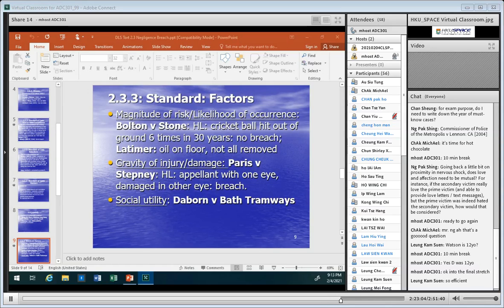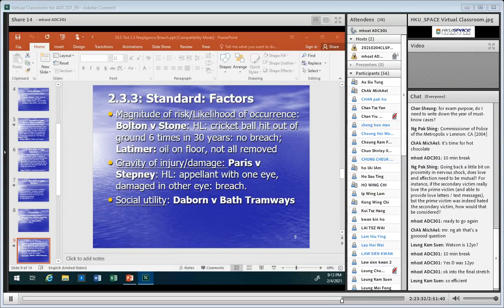Okay, so the cricket club did decide, hang on, the magnitude of the risk was worth taking these extra steps, so they put up a netting type of thing, 30 feet high. So I don't think any cricket ball's ever been hit out of the Hong Kong Cricket Club since then. All right, Bolton and Stone is different though. No breach of the duty of care in Bolton and Stone because the magnitude of the risk was extremely small.